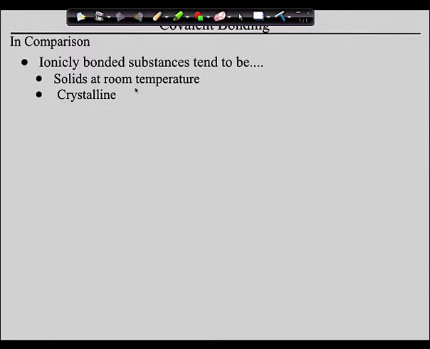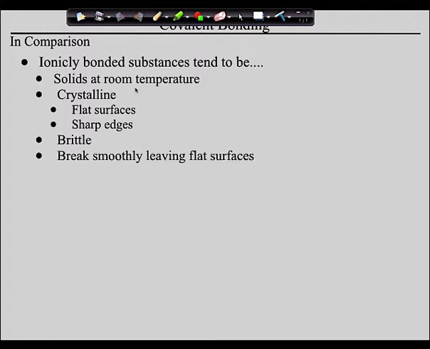What does that mean? Well, guys, when something is crystalline, it has flat surfaces and sharp edges. If you picture a grain of table salt, you know that it's somewhat cubic in structure with, again, flat surfaces and sharp edges. In addition, ionically bonded substances, salts, tend to be brittle. You hit them with hammers and they shatter. They do not deform. They are not malleable. In addition, when they break, they tend to leave smooth, flat surfaces. And then, guys, finally, they have ridiculously high melting points.